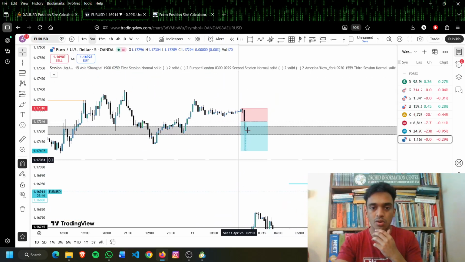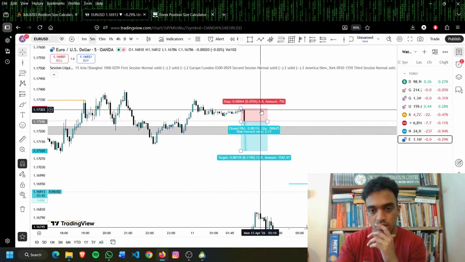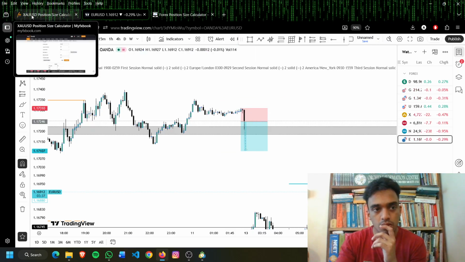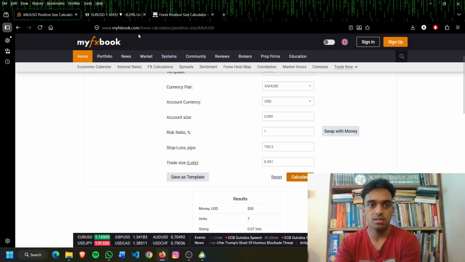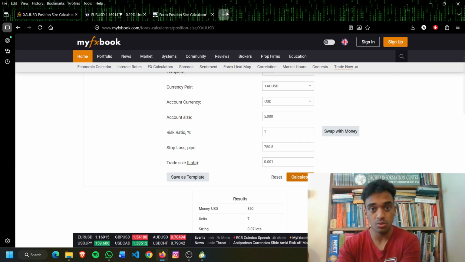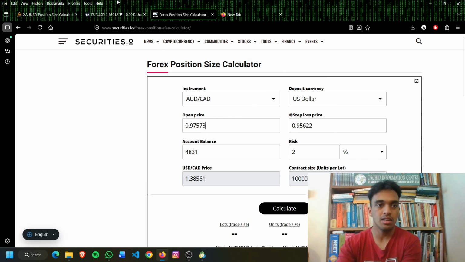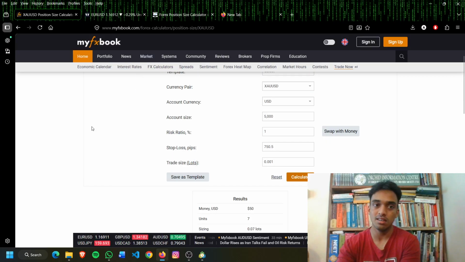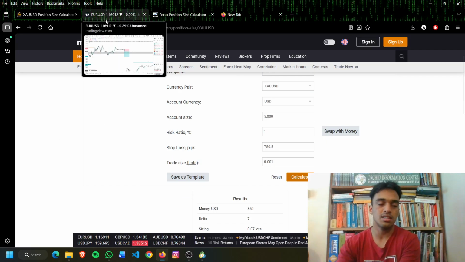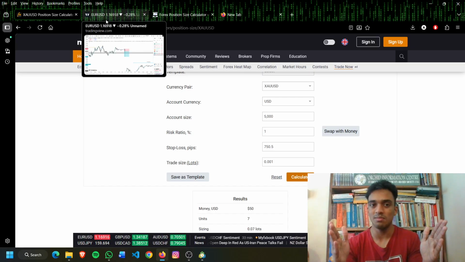Once again, I'm going to tell you: you go here, write this 6.4. That is your pips, and then go to the tool myfxbook.com. That is one position sizing tool, and there are different ones. There is securities.io also. You just have to enter the values, and it's completely easy. You can even prompt ChatGPT, like I used to before.